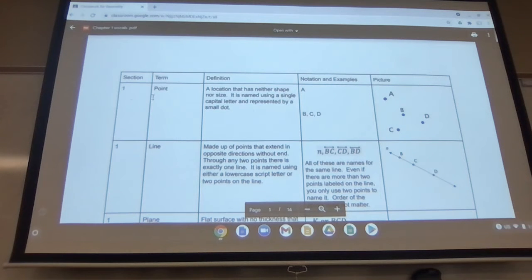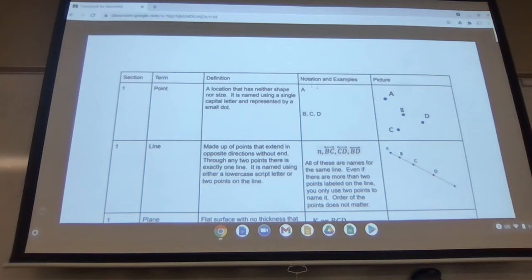So our first definition is a point. See our point, it's a location. It has neither shape nor size. It's named using a single capital letter and represented by a small dot. So in the textbook or on a test or a quiz, if we want to show a point, we'll have a little dot there with a capital letter next to it.